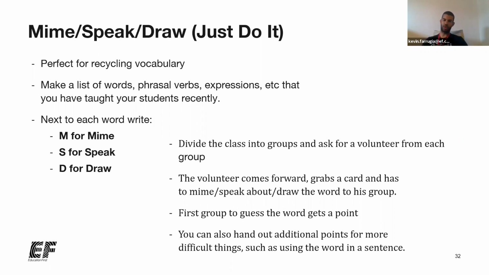The person reads the word and goes back to their group. In their group, they have to either mime the word, speak the word, or draw the word, depending on the letter that is on the paper. Again, the first group to guess that word gets the point. But it's quite interesting to see the different dynamics and who is willing to mime, who is willing to speak, and who is willing to draw.